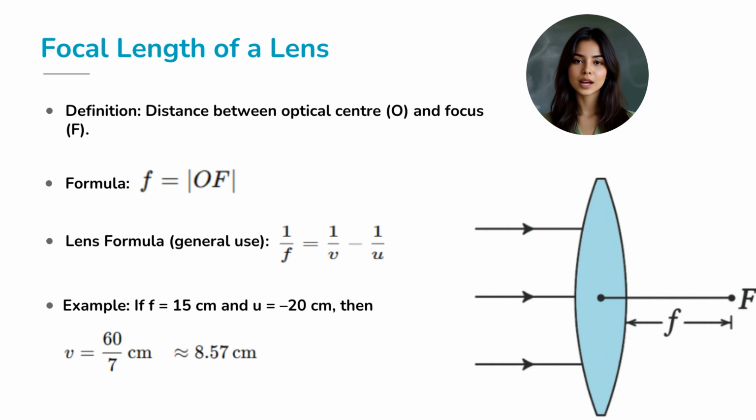And here's the real-life connection. A projector lens has a longer focal length to spread the image large across a screen, while a magnifying glass has a short focal length to bend light strongly and make small things look huge. Same principle, different uses. So, remember, focal length is not just a number, it's the personality of the lens telling us how hard it works to bend light.